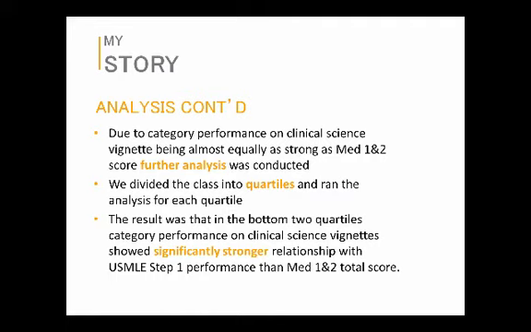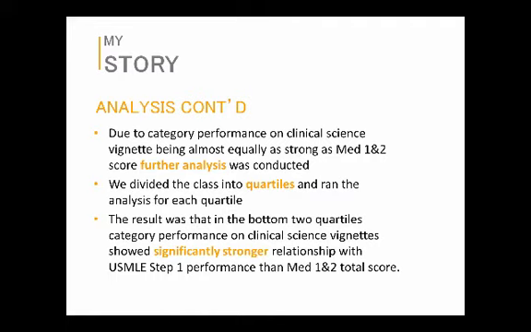And we started looking at the bottom quartile, the second quartile of the Med 1-2 total scores, and those for the clinical science vignette category. What we found was, when you looked at just the bottom two quartiles, the category performance on clinical science vignette was actually significantly better at predicting how students were going to do on USMLE Step 1 than Med 1-2 total score. But when you got into those top two quartiles, something was happening there where that category performance wasn't as good, and the Med 1-2 total score was actually better again.